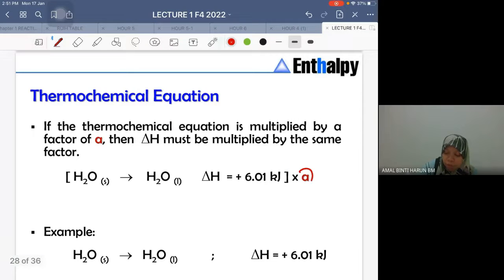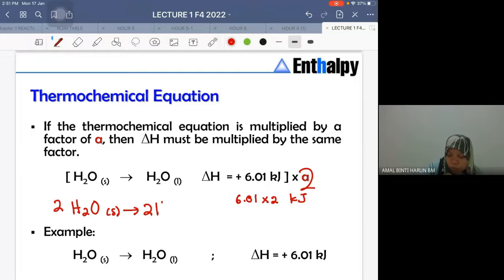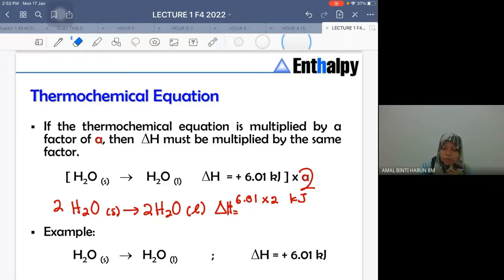So multiply by 2, delta H also multiply by 2. That means 6.01 times 2 kilojoule. So it is no longer per mole, because we have multiplied by 2. So the whole equation is multiplied by 2: 2H2O solid become 2H2O liquid. So delta H equals the magnitude multiplied by 2. If the whole equation you multiply by 2. Okay, do you understand this?